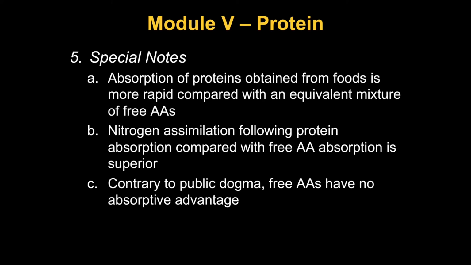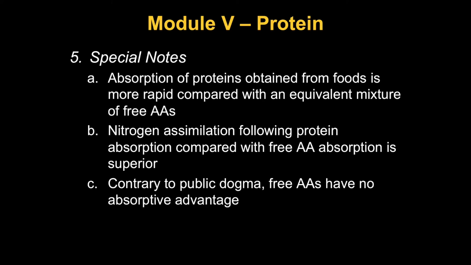In research studies, it was found that if you simply ate whole foods containing protein, and you compared that with an equivalent mixture of free amino acids, so you were getting the same amino acids, the absorption of protein was actually more rapid if you just had whole food compared with a drink mixture of amino acids that were already broken down.